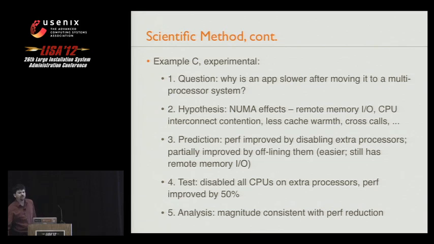How about I disable the extra processors and see what happens? So my prediction is, because it's NUMA effects, if I disable the extra processors and just take it to a single socket system, then performance will be better. As a test, we disable CPUs on extra processors, and perf improves by 50%. So the experimental test was quicker than the observational test. It's not definite, but it's another clue, more information for you to continue your analysis.